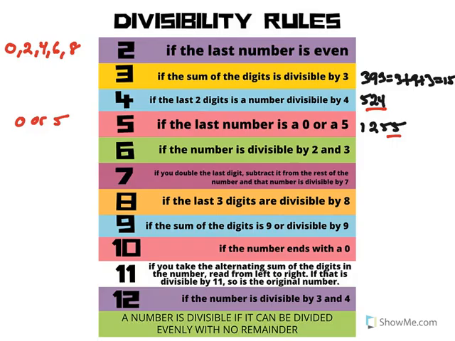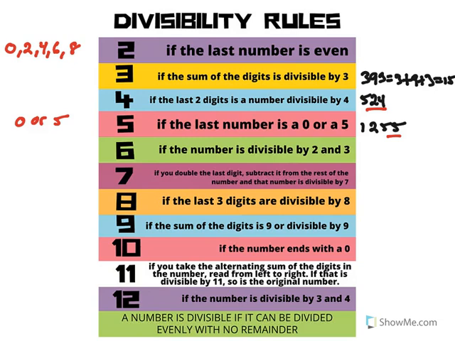So for 7, you double the last digit and subtract it from the rest of the number, and if that result is divisible by 7, then the number is divisible by 7. If the last 3 digits are divisible by 8, then that number is divisible by 8. For 9, if the sum of the digits is divisible by 9, then if you add all the digits up and that new number is divisible by 9, we can comfortably say that number is divisible by 9.